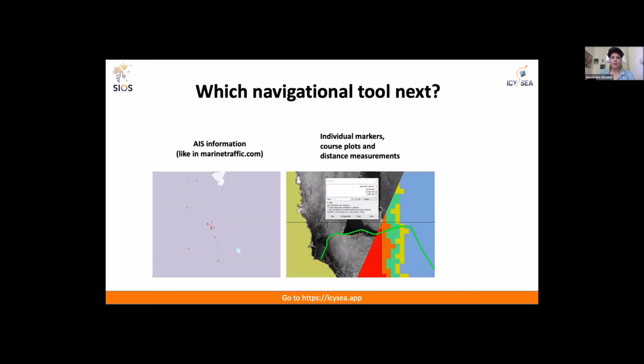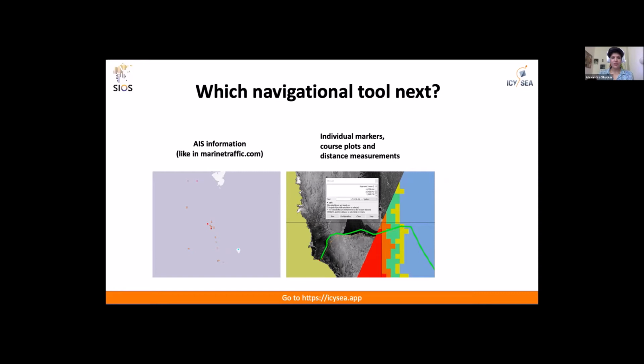So navigation tools would maybe include AIS information, so you could see directly which other vessels are around you. This could be useful if you want to know exactly how the sea ice is. You could just call that vessel directly. They will tell you the ice conditions, or in case of emergency, you can see who's around you. And then for your own cruise, you can have individual markers, so your position, plot your next route that you're planning to sail, and measure the distance of the areas.